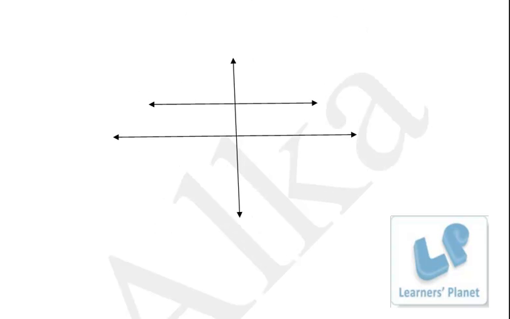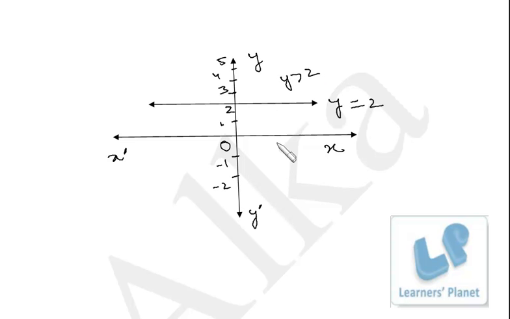Similarly, this is origin, x, x dash, y, y dash, and this is point 2. So this line represents y is equal to 2, right? As we move upwards, it's 3, then 4, then 5, and here it is 1, then -1, -2, right? So above this line, y is greater than 2, and below this line, y is less than 2. Right? And this line is y is equal to 2.